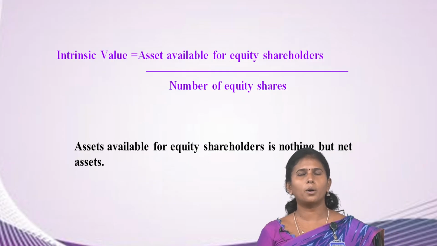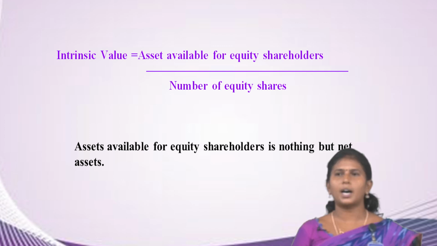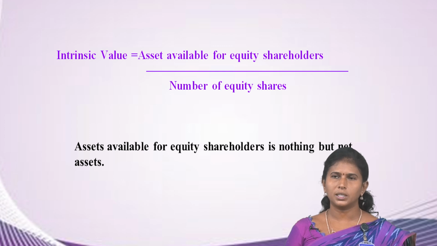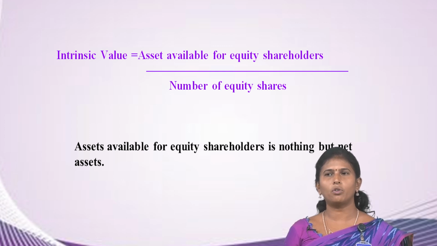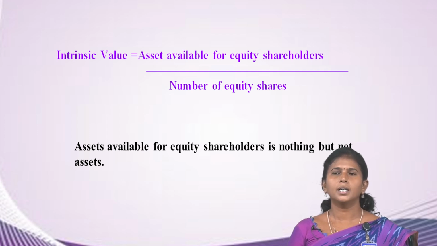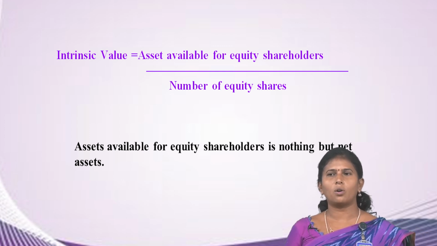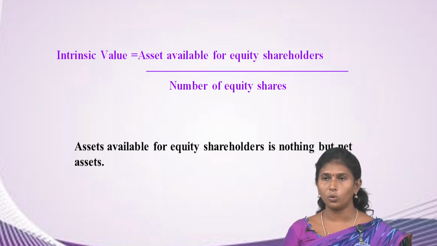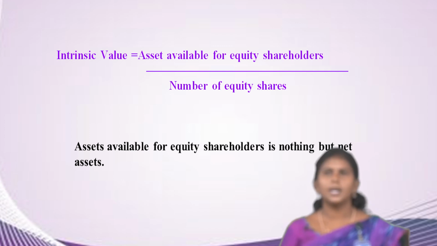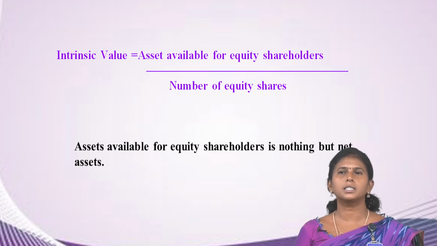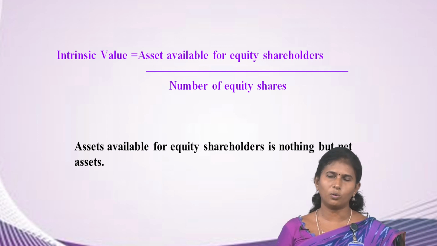So we have a formula for calculating intrinsic value. So let's see the formula. Intrinsic value is equal to assets available for equity shareholders divided by number of equity shares. The number of equity shares is clearly given in the problem itself, but you will have to find out what the assets available for equity shareholders are. In calculating the assets available for equity shareholders, the assets must be taken at the agreed value only.